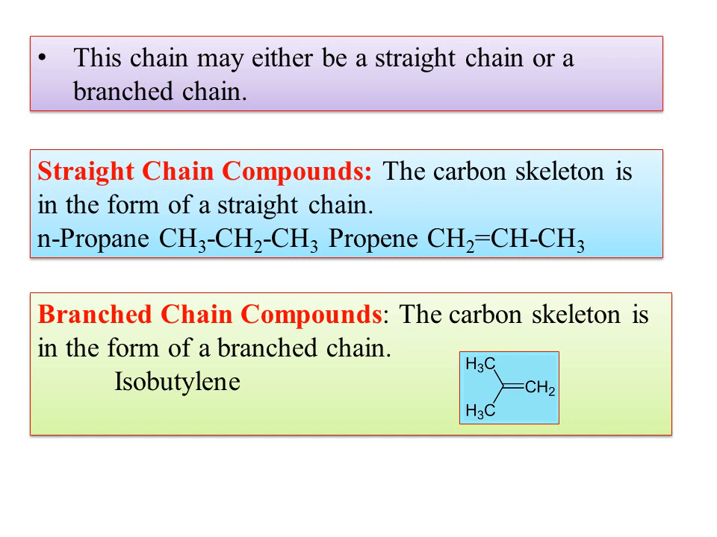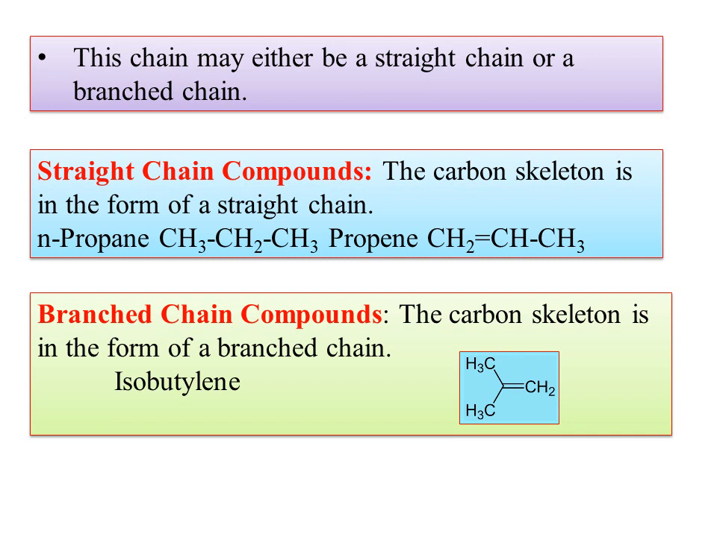These chains may again be either a straight chain or a branched chain. Straight chain means there won't be any branches. Simply they will be in the form of a straight line. Such hydrocarbons are called straight chain hydrocarbons. Branched chain means there may be a branching at any carbon atom. So such hydrocarbons are called branched chain hydrocarbons.